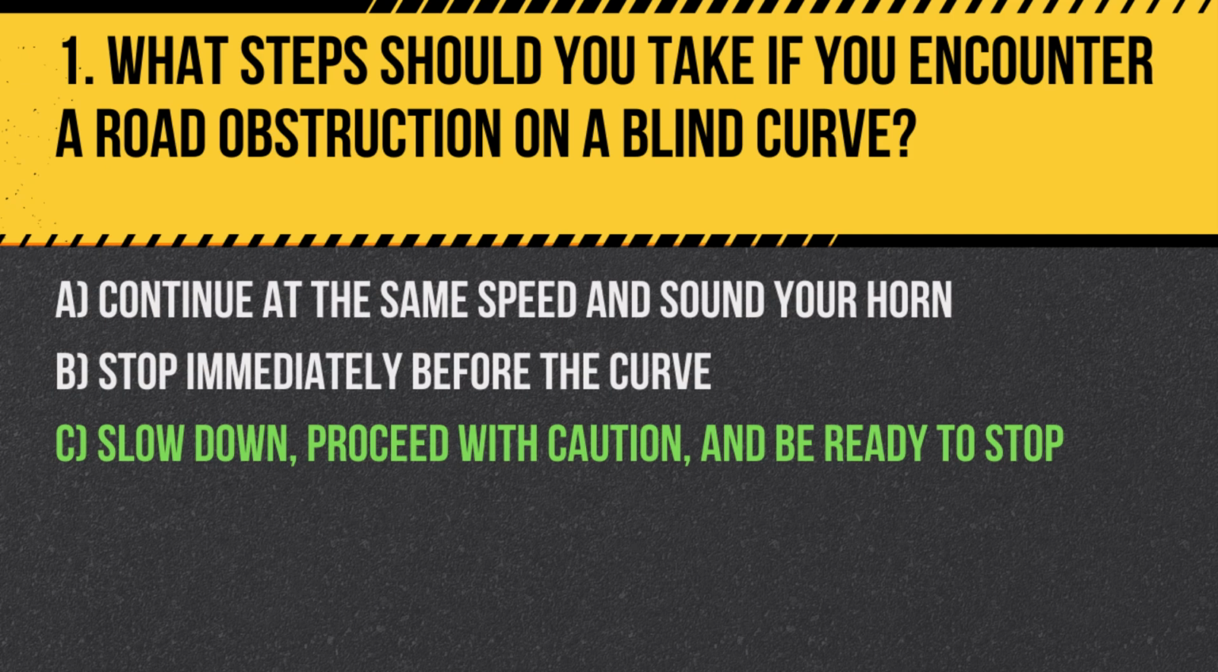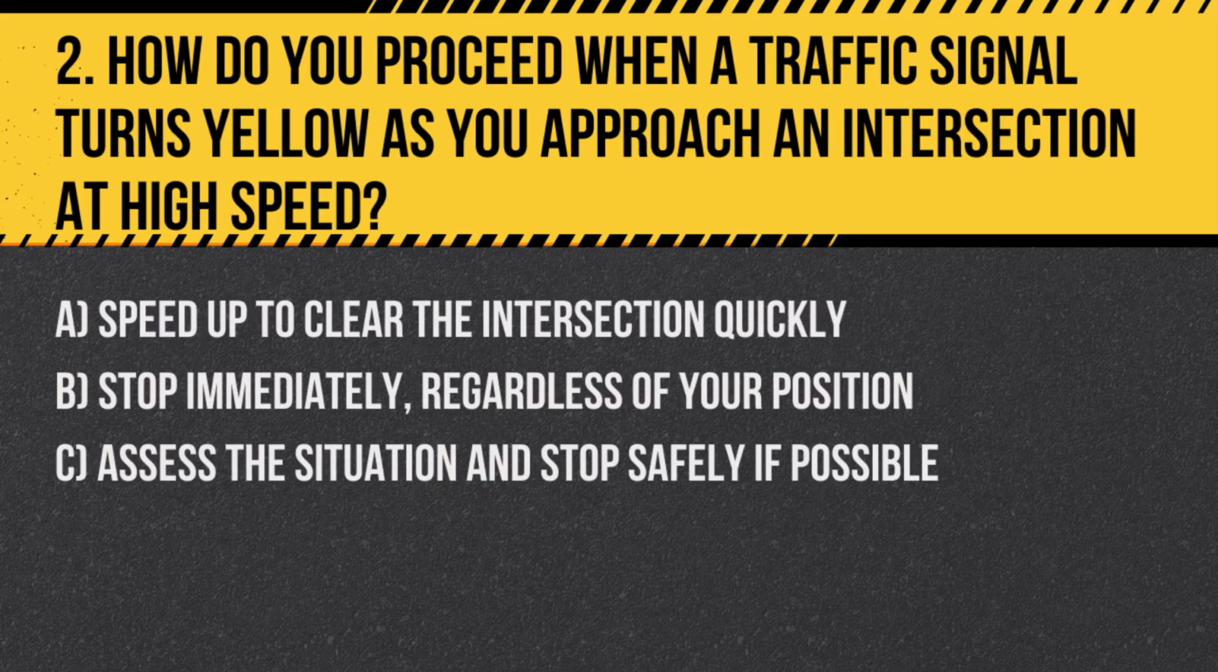This is the safest approach to handle unexpected obstacles, especially on blind curves where visibility is limited. Question 2. How do you proceed when a traffic signal turns yellow as you approach an intersection at high speed? A. Speed up to clear the intersection quickly. B. Stop immediately, regardless of your position. C. Assess the situation and stop safely if possible.